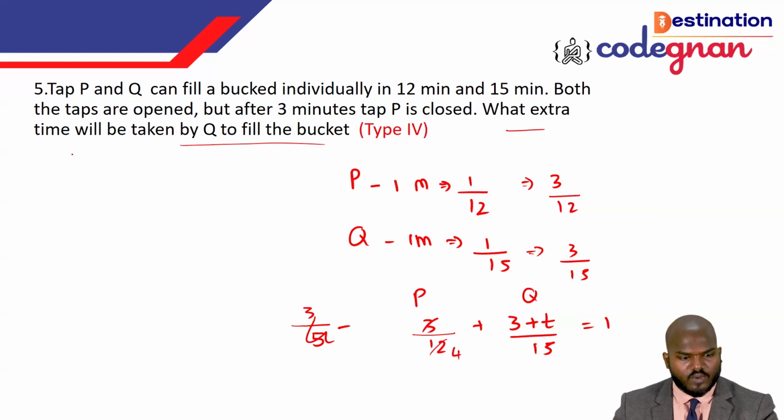So if you take this one, that is 3 plus T by 15 is equal to 1 minus 1 by 4. If you sort it out, the 4 will go that side. If you take it out, 4 minus 1 is 3 by 4. That is 3 by 4.